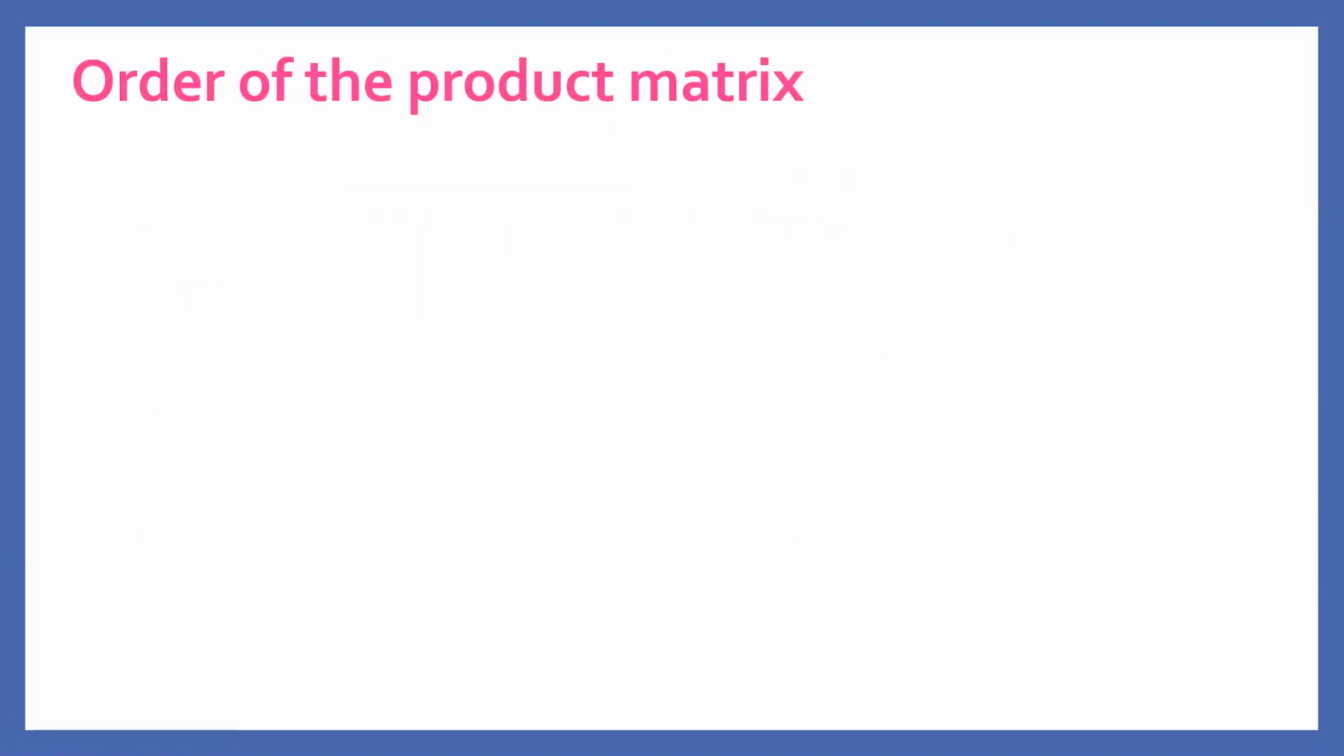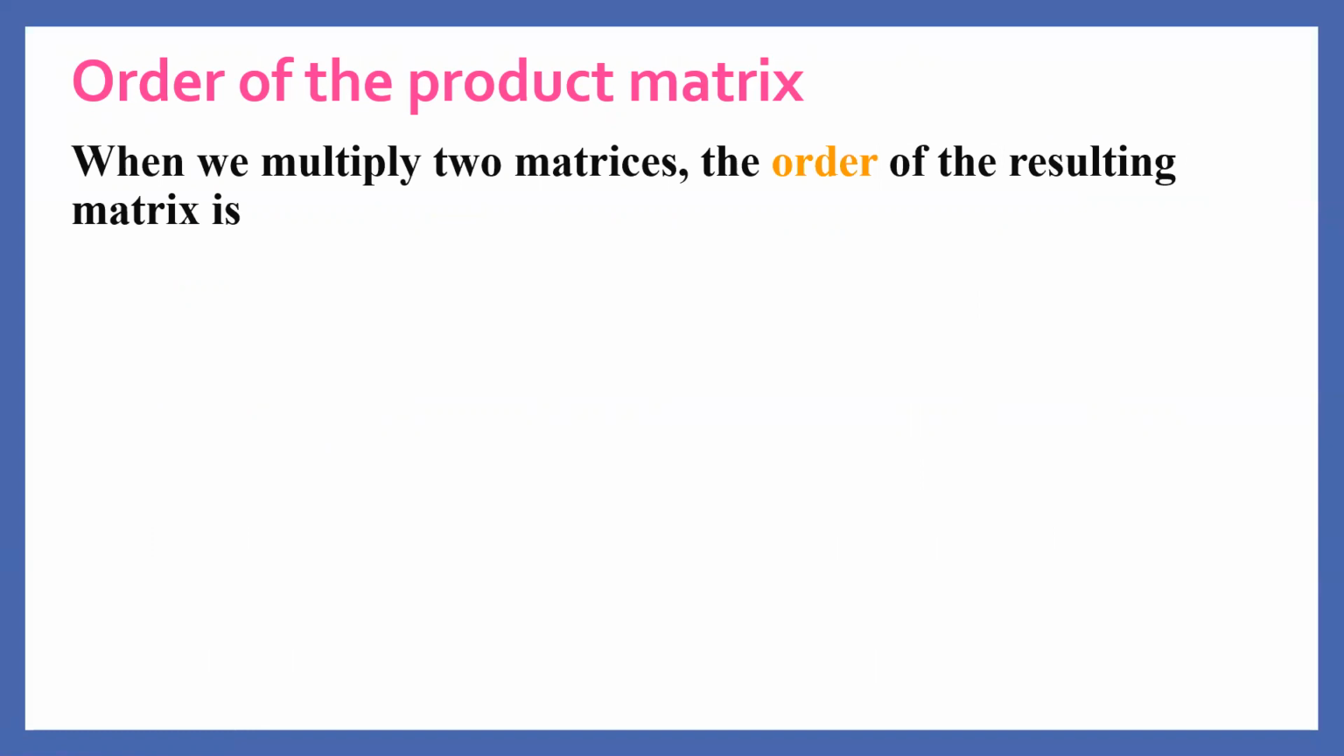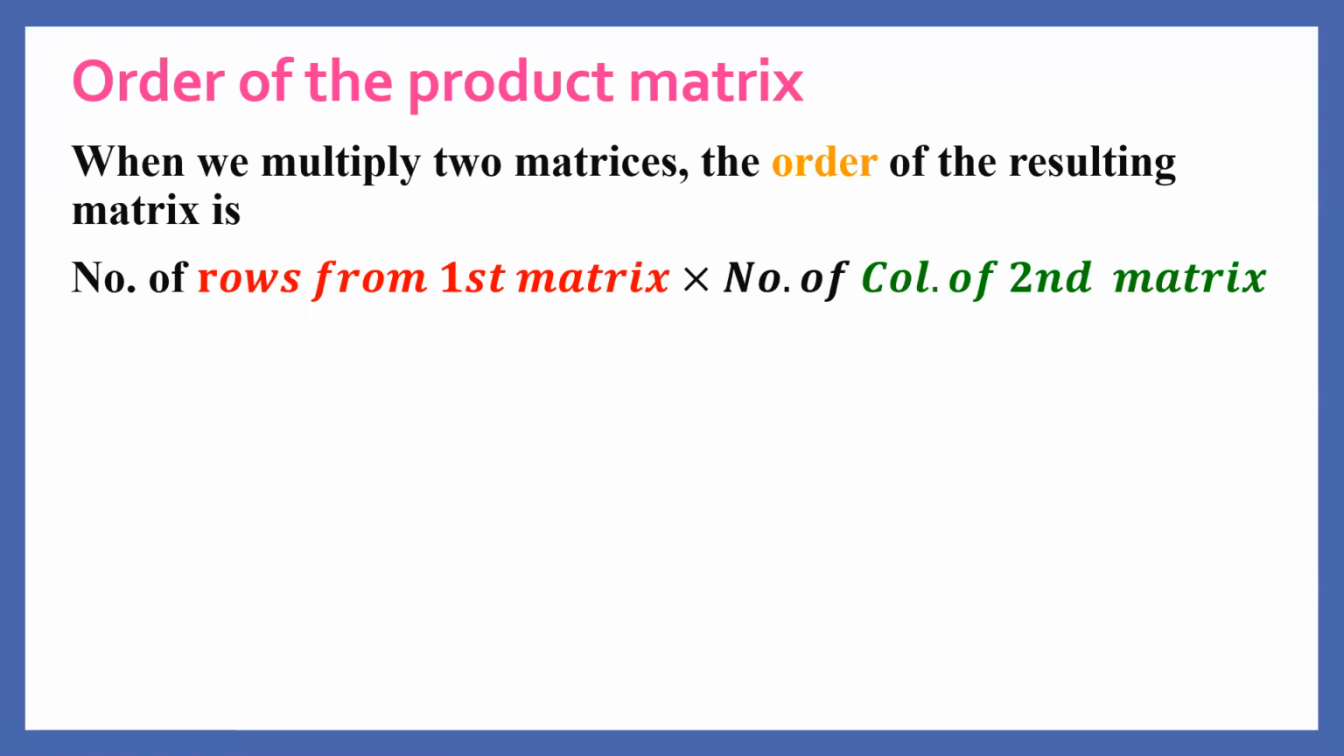Now, suppose that we can multiply two matrices. What will be the order of the product matrix, of the resulting matrix? So when we multiply two matrices, the order of the resulting matrix is number of rows from the first matrix times by number of columns of the second matrix. I repeat, number of rows from the first matrix by number of columns of the second matrix.